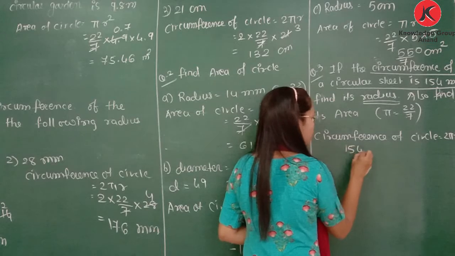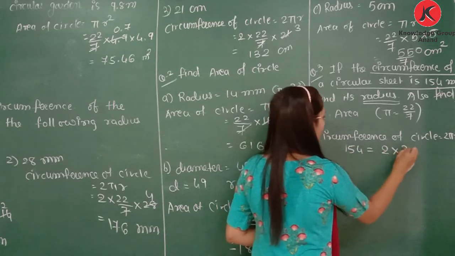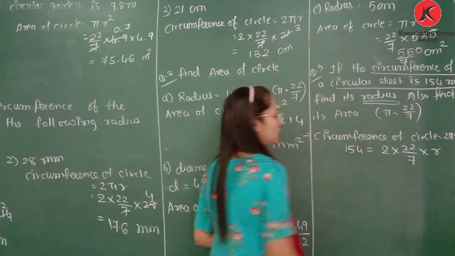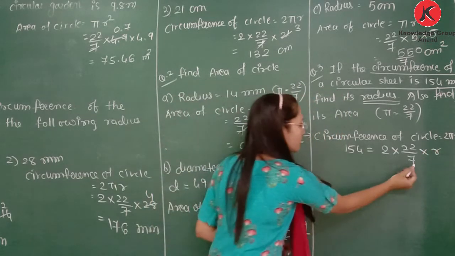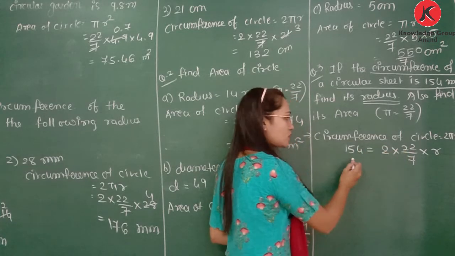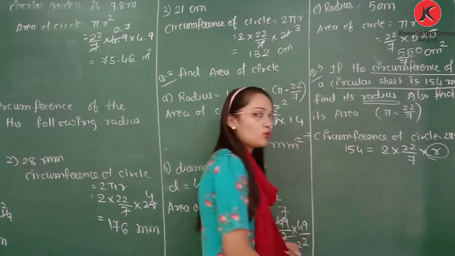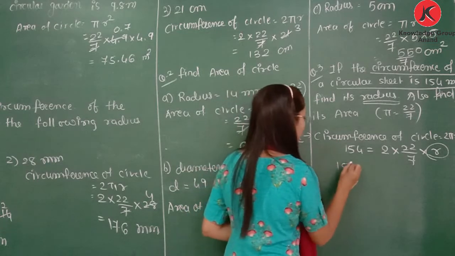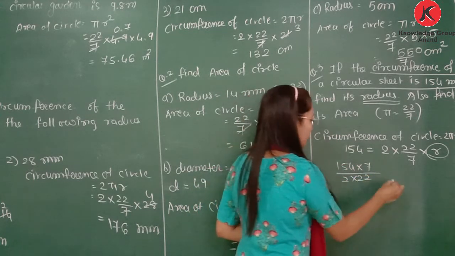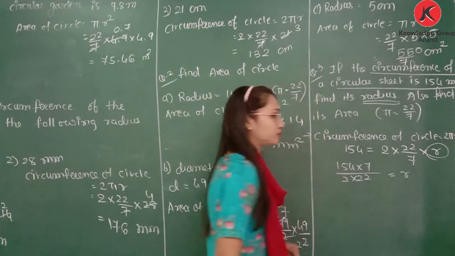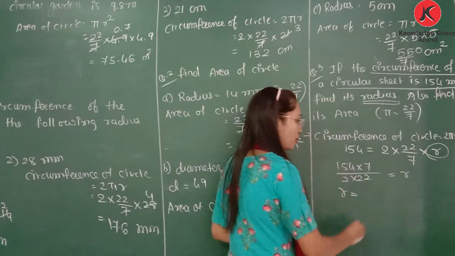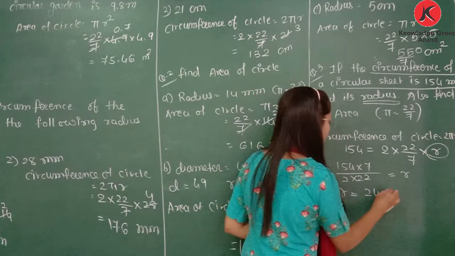Circumference is given, 154. We can take pi as 22/7, and the radius is what we need to find. Now the 7 that is in the divide becomes multiplication, and 22 and 2 become division because we need to find the unknown value r. So 154 multiply 7 divide 2 multiply 22. The radius will be, if you cut the common factor, 24.5 centimeter.